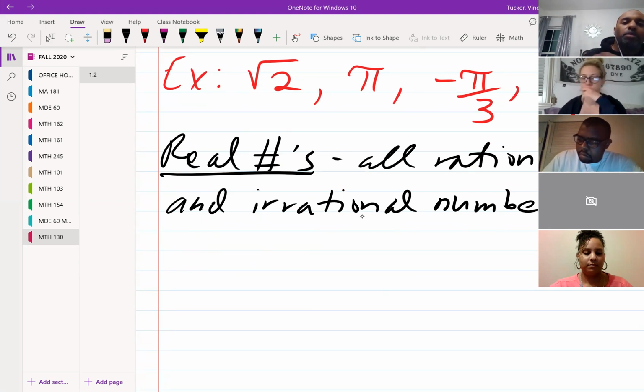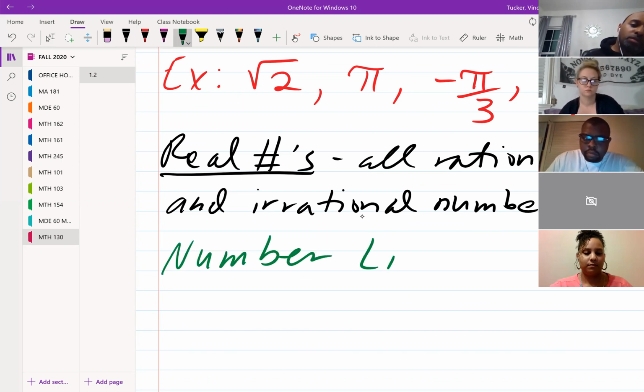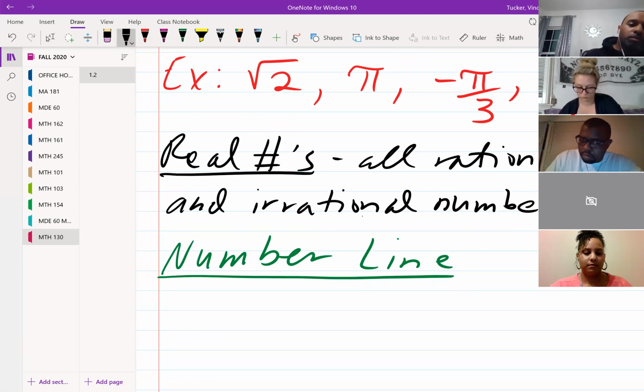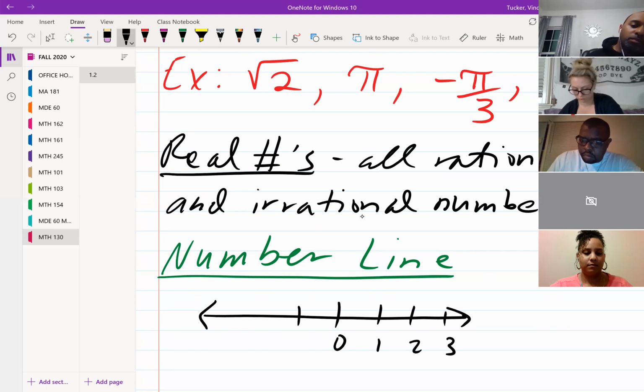Let me go here. So your generic number line has 0 in the middle. Everything to the right of 0 is positive. Everything to the left of it is negative. If you're comparing numbers, the number that's furthest to the right will always be the greatest value.